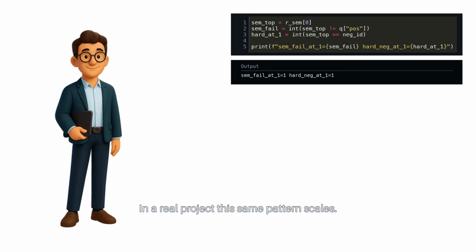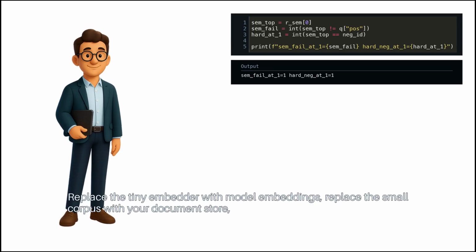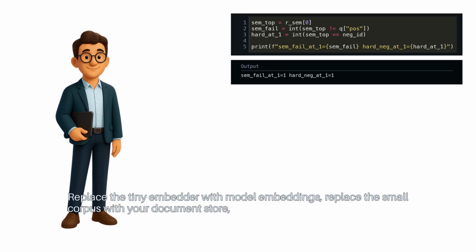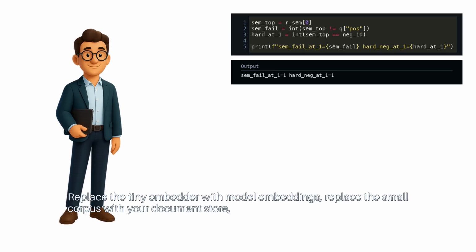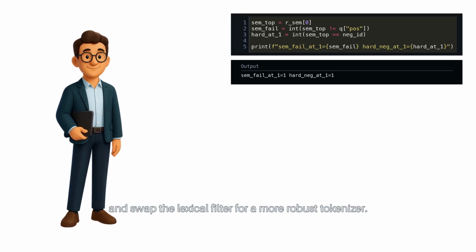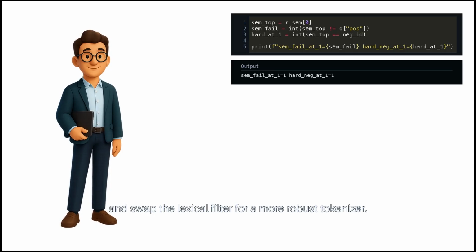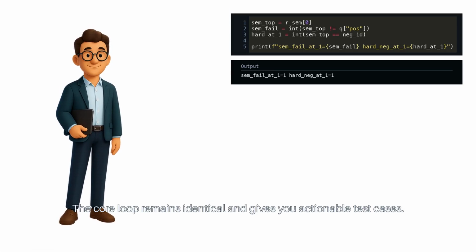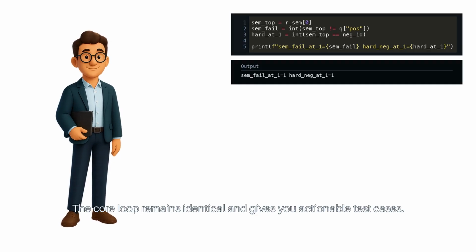In a real project, this same pattern scales. Replace the tiny embedder with model embeddings. Replace the small corpus with your document store. And swap the lexical filter for a more robust tokenizer. The core loop remains identical and gives you actionable test cases.